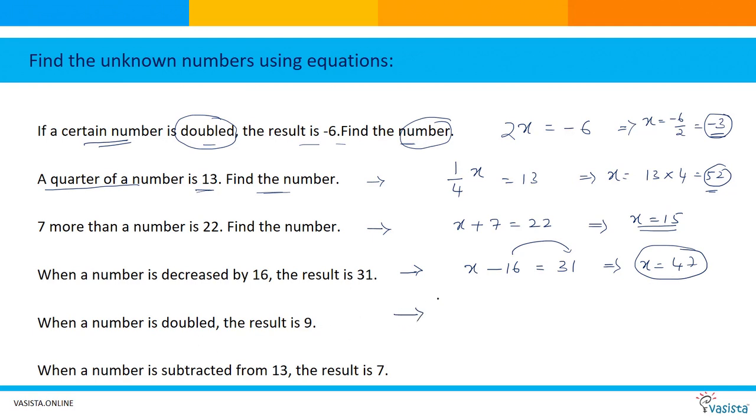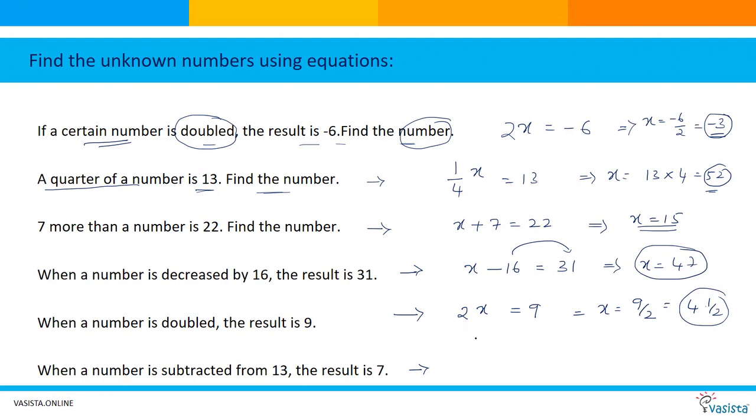Let us take this. When a number is doubled, so x, we don't know the number. This number is doubled. That is going to be 2x. We are going to get the answer 9. What is the value of x? x is equal to 9 by 2, which is going to be 4.5. Correct? Let us go with the last one here.